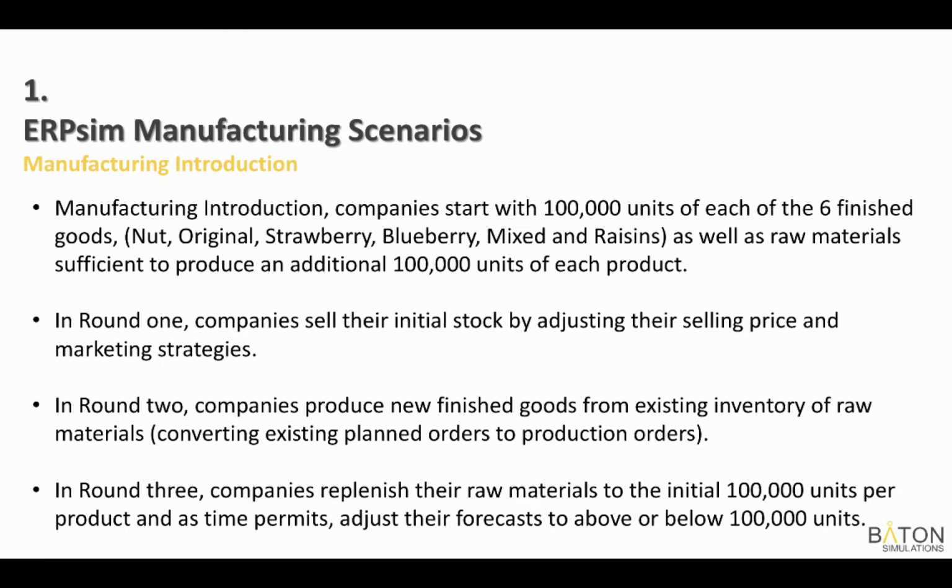In round 1, companies sell their initial stock by adjusting their selling price and marketing strategies. In round 2, companies produce new finished goods from existing inventory of raw materials, converting existing plan orders to production orders. In round 3, companies replenish their raw materials to the initial 100,000 units per product, and as time permits, adjust their forecasts to above or below 100,000 units.